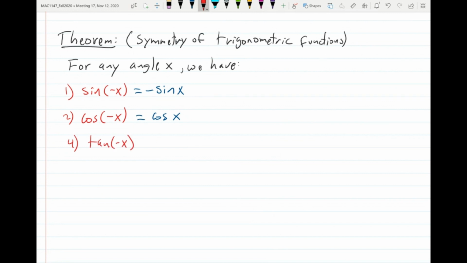Tangent. So remember, what's tangent? Tangent is sine over cosine. Now on the sine, the minus goes out. The cosine, the minus is gone because it's even. So the minus survives as a whole. So this would be minus tangent of x. So the tangent is also odd. Okay. As a result, if tangent is odd, then so is cotangent, because cotangent is 1 over tangent.